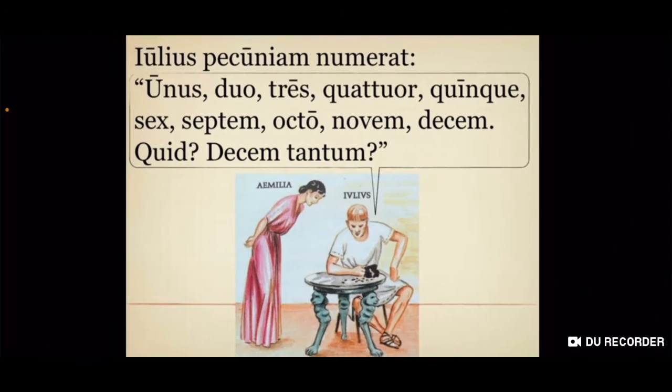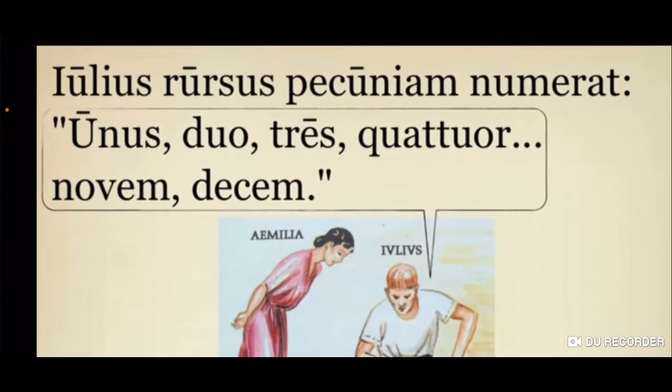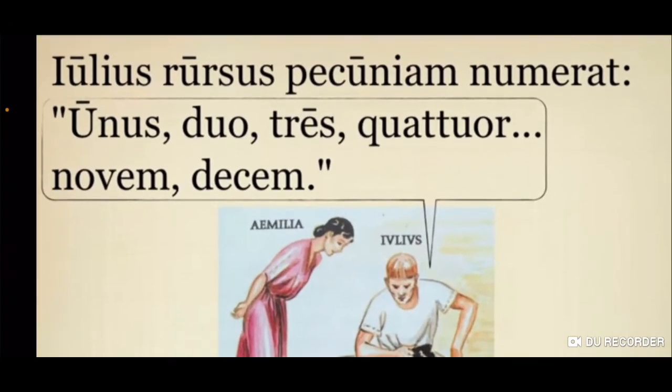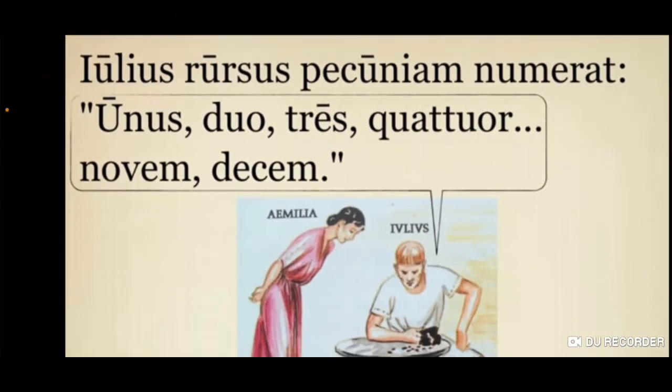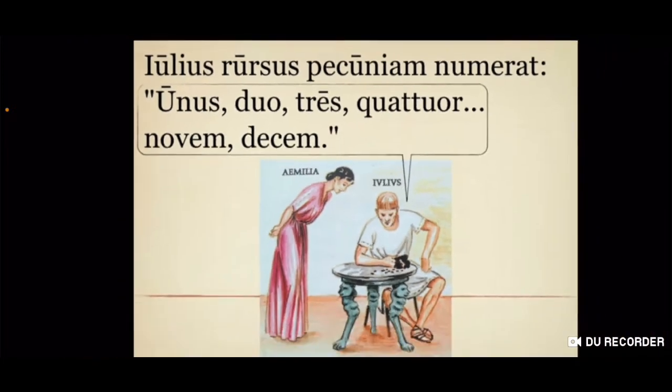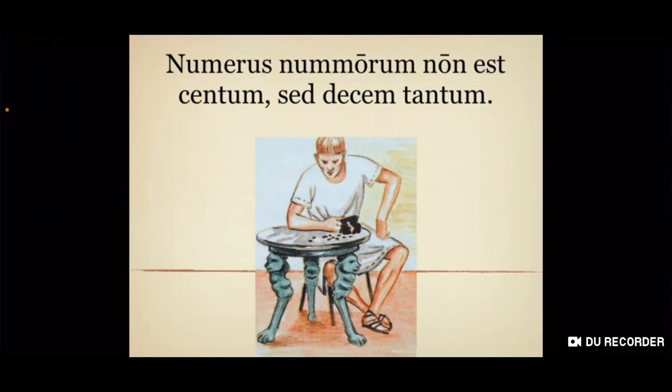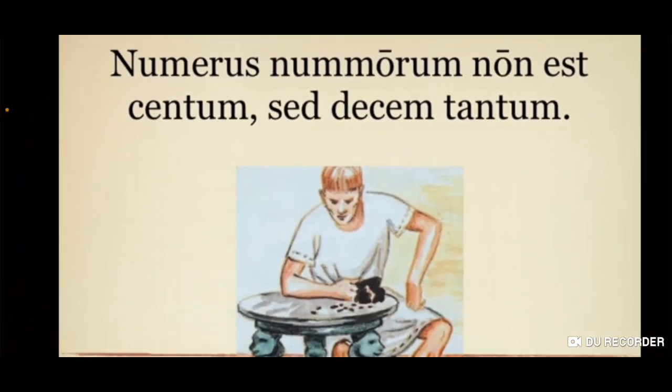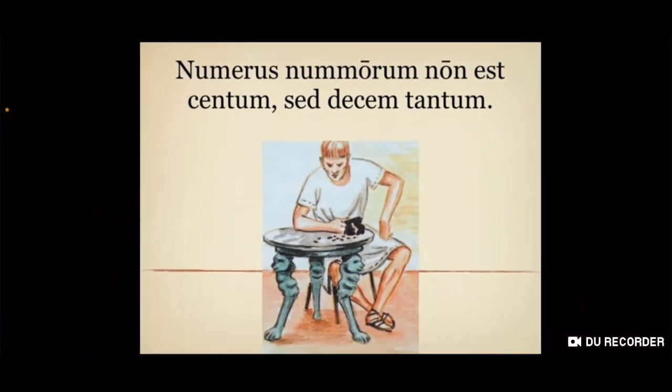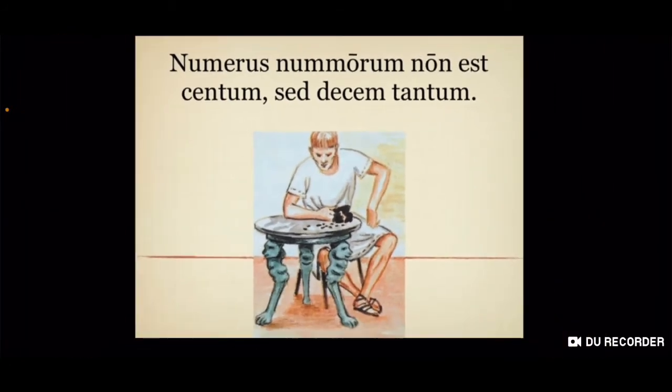So they're going to add more and more as we go. Iulius rursus pecuniam numerat. Another new word, rursus, means again. And Julius again counts the money. Unus, duo, tres, quattuor, novem, decem. Numerus nummorum non est centum sed decem tantum. The number of coins is not 100, but it's only 10. Tantum, again, only 10.